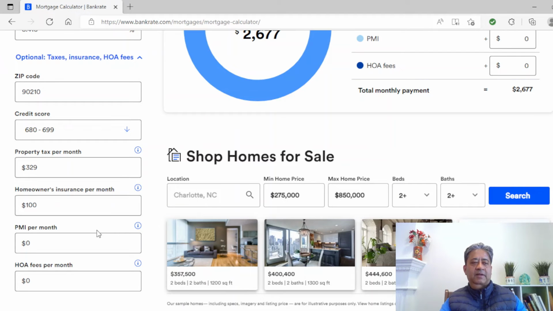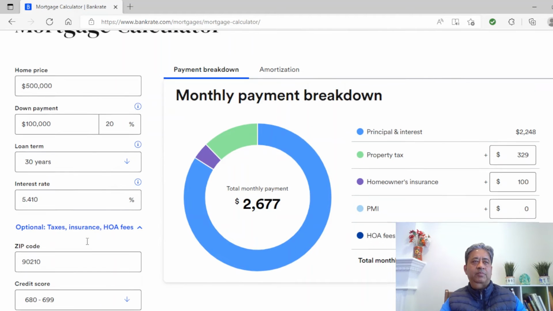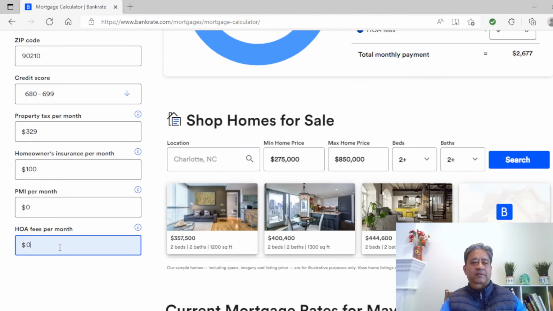For PMI insurance, I'll explain, there is going to be no PMI because we already paid 20% of the down payment on the home price. And then the homeowner association, say for example, I'm paying $300 a month.